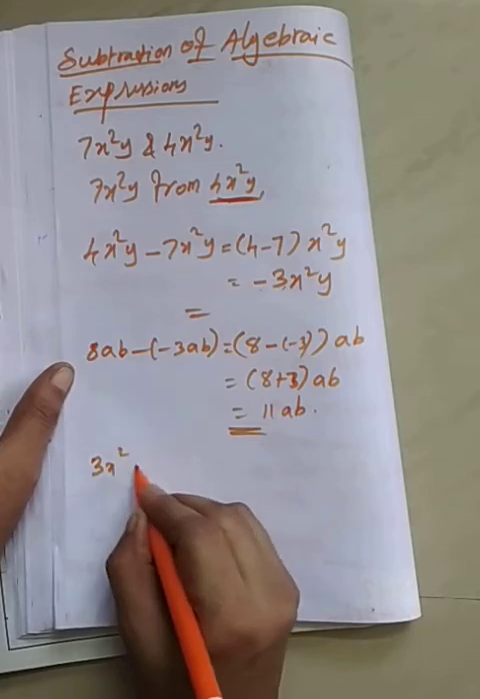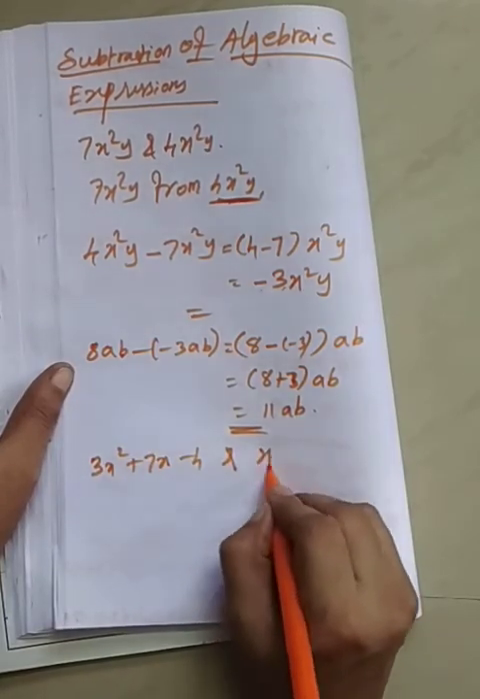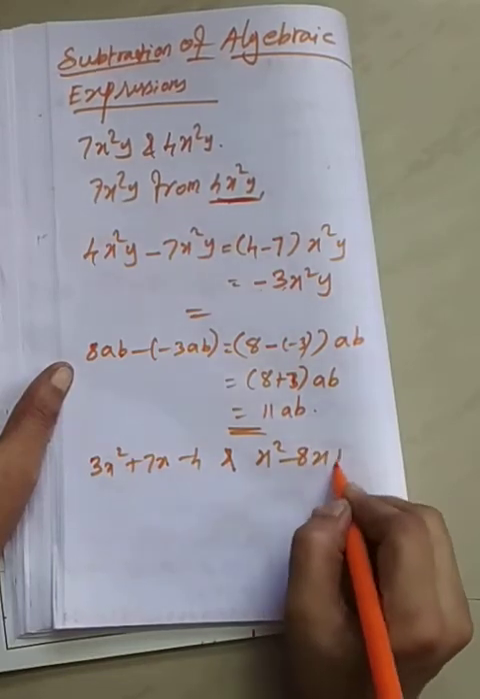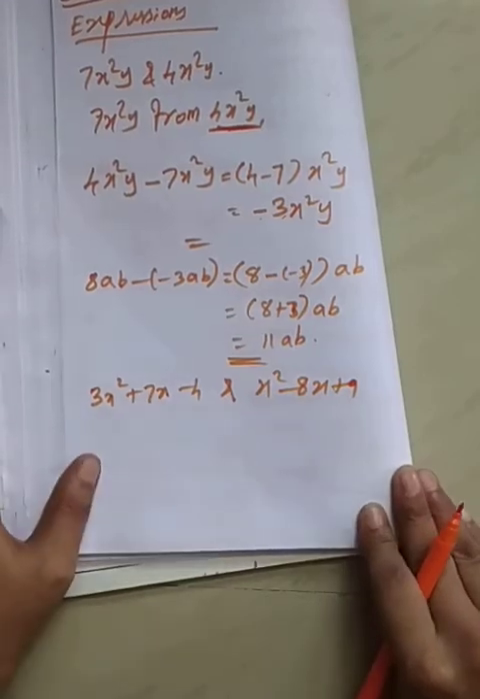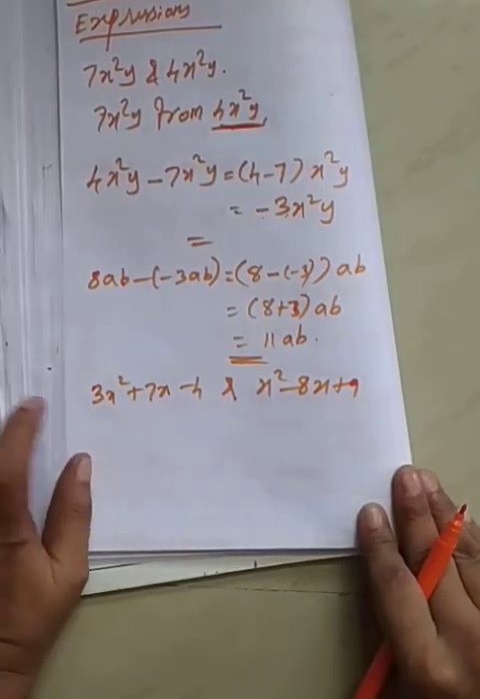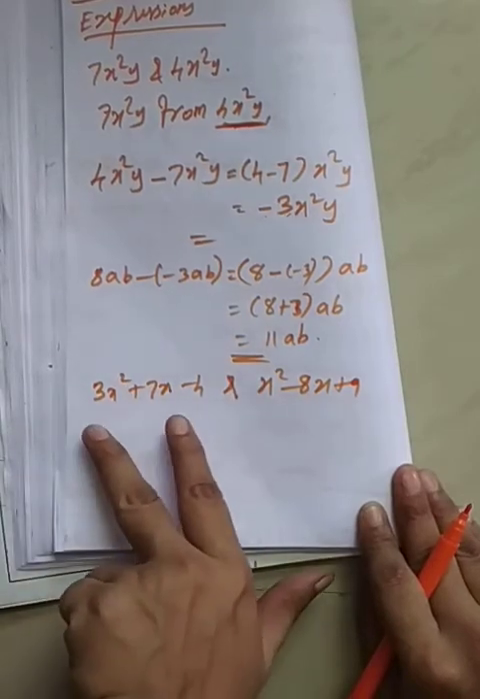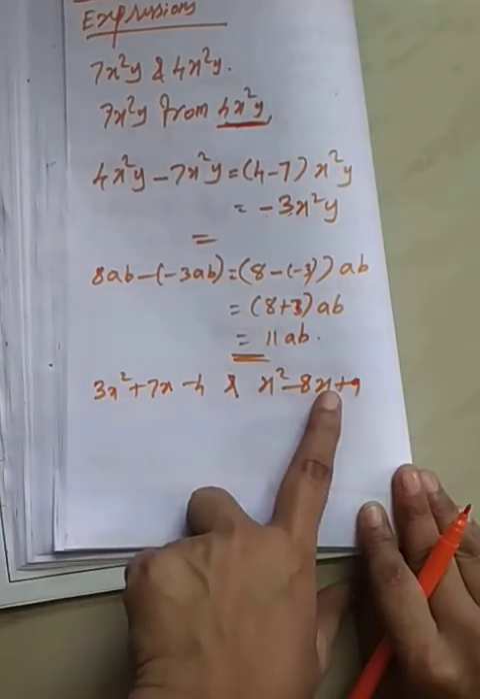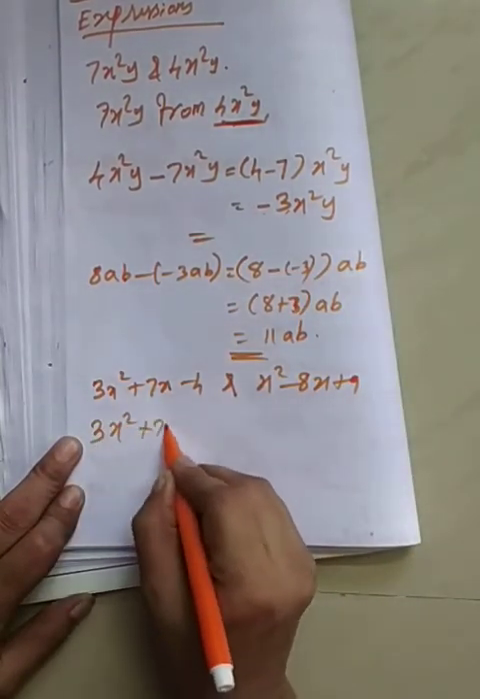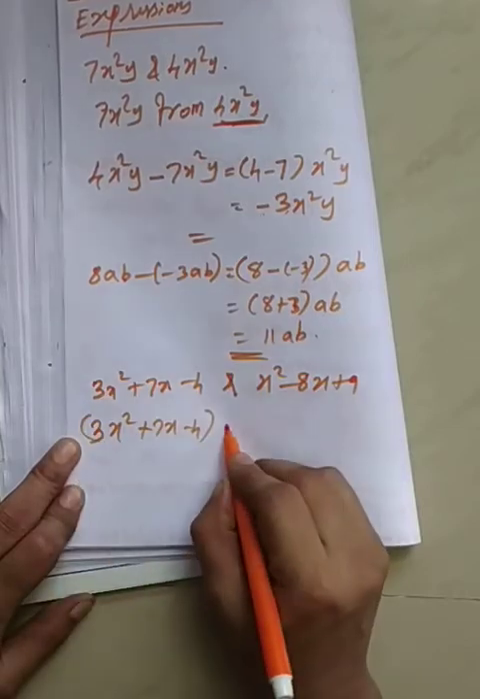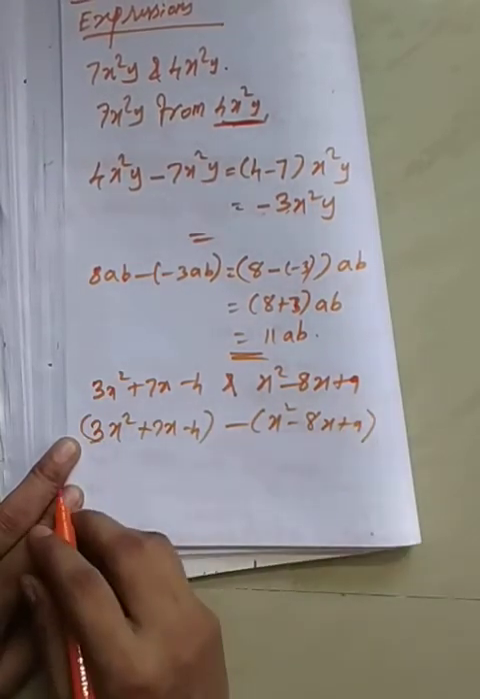Now let us find the difference for the next problem. Okay, 3x squared plus 7x minus 4 and x squared minus 8x plus 9. See here, let us find the difference between these two expressions. Means first of all you have to write this expression minus this expression. Okay, see here, 3x squared plus 7x minus 4 minus x squared minus 8x plus 9. Clear?